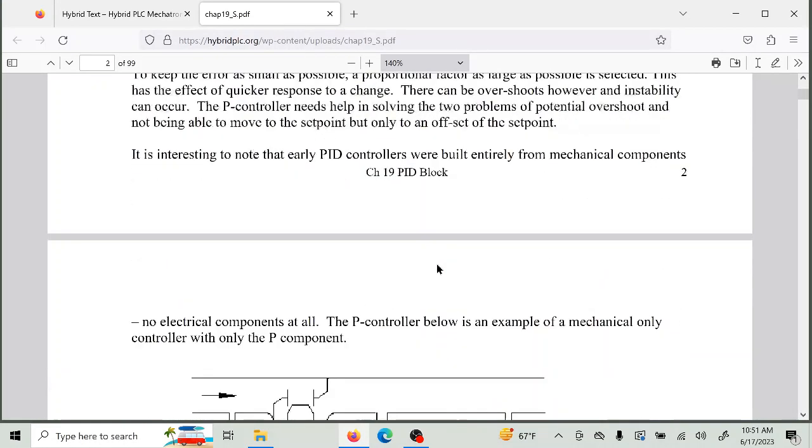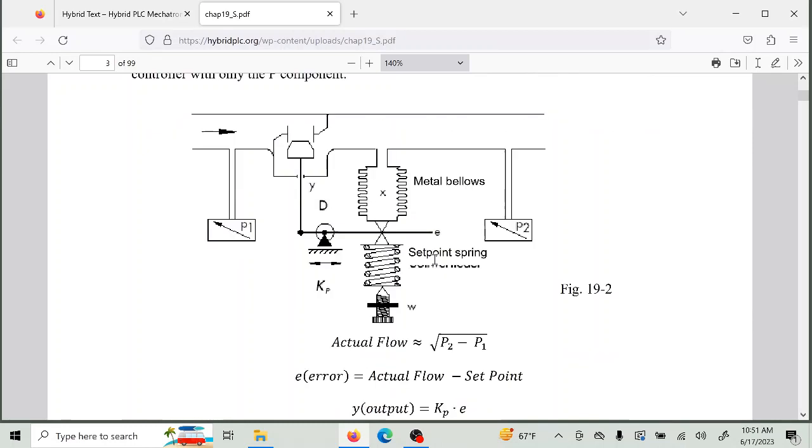This is proportional only, but it gives you the idea about how this can work. So here we have a pressure and here we have a pressure. Now, obviously, the flow is going to have a higher pressure than downstream. We're going to force the air, or it could be liquid, through this valve. And the valve can open and close. It can go more closed or more open based on this little pivot down here.